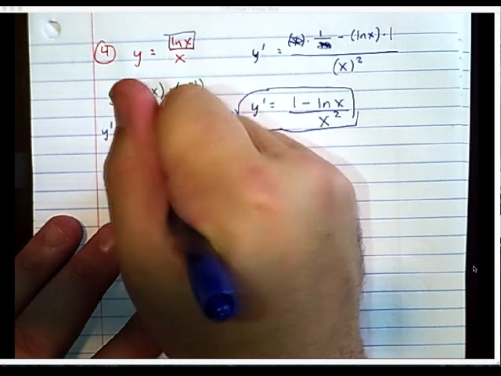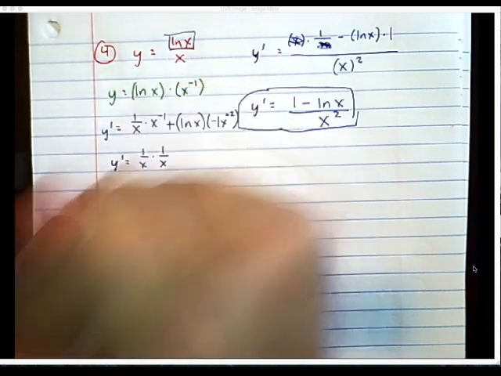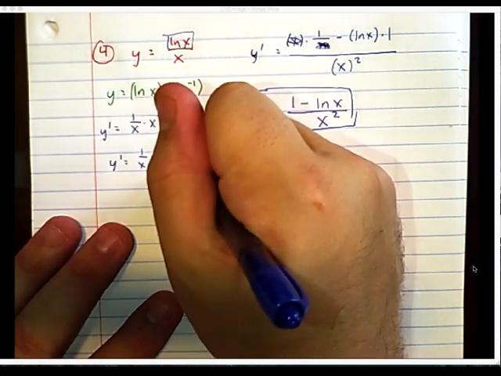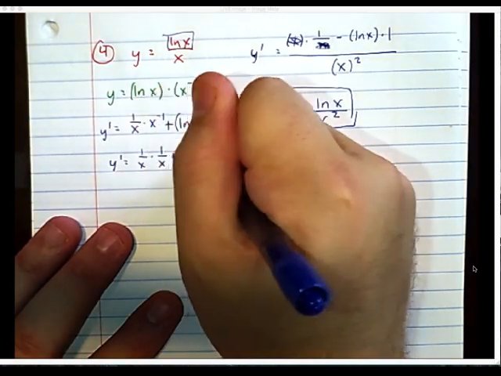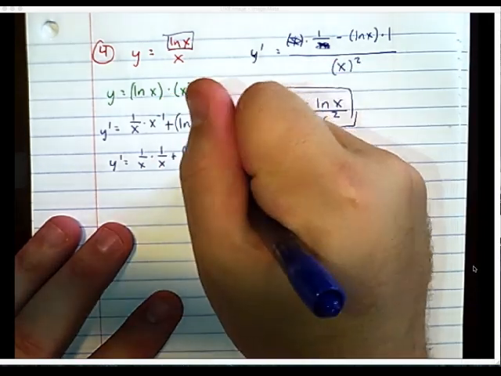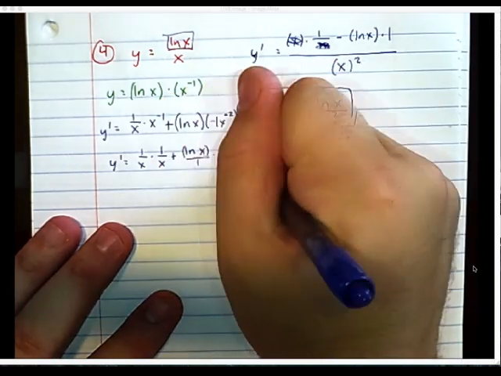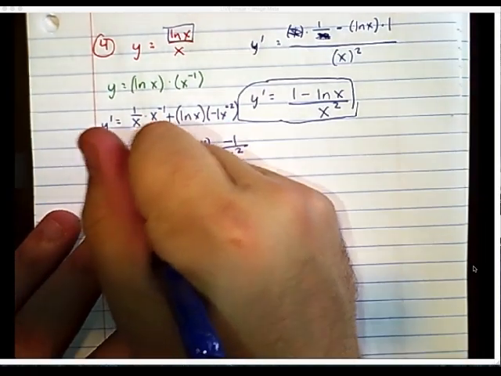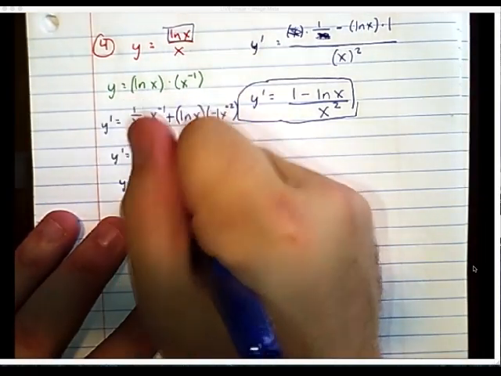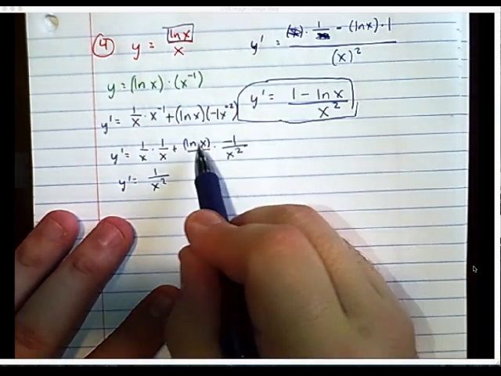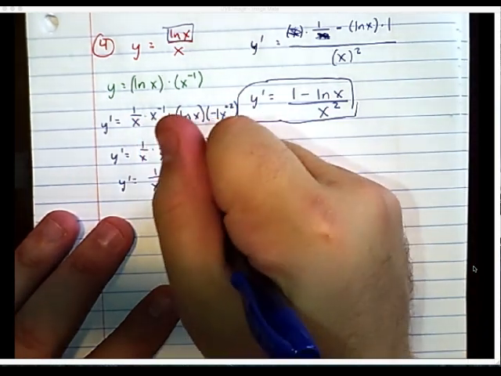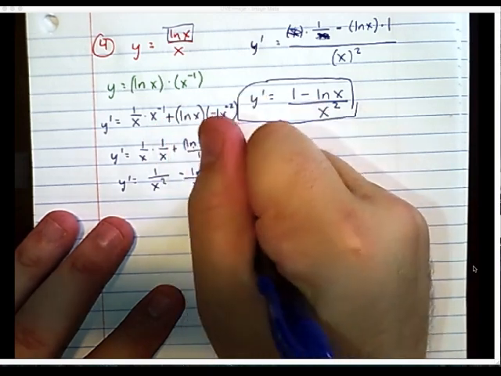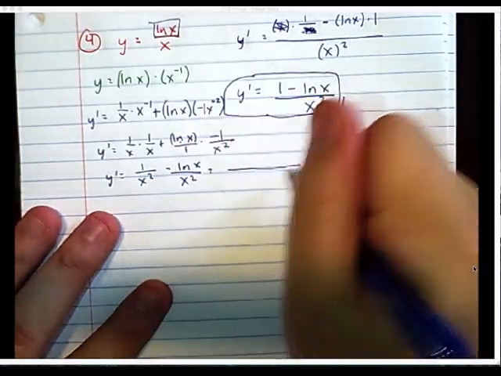So you have 1 over x. You can rewrite x to the negative 1 as another 1 over x, plus ln of x over 1 basically, times negative 1 over x squared. And if you do all that, 1 times 1 is 1, x times x is x squared. ln of x times negative 1 is negative ln of x. 1 times x squared is x squared. There's already a common denominator.